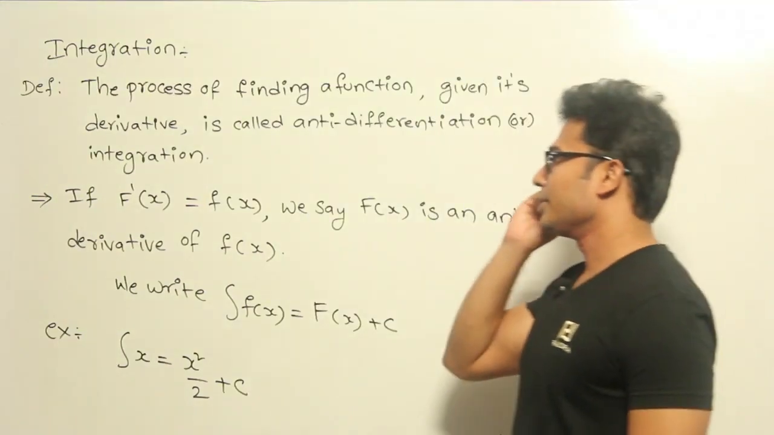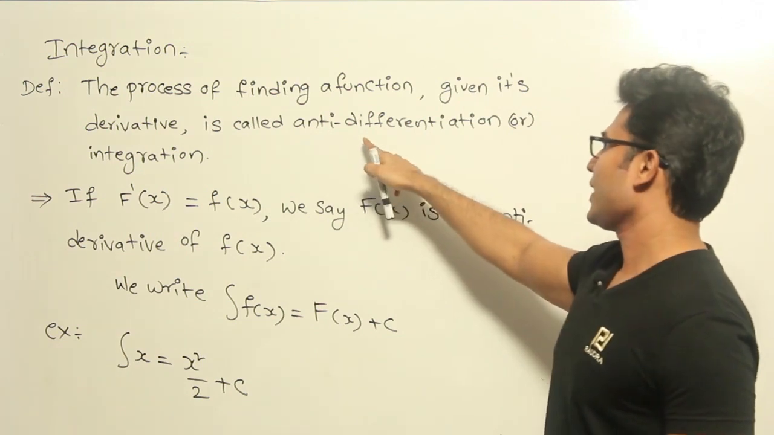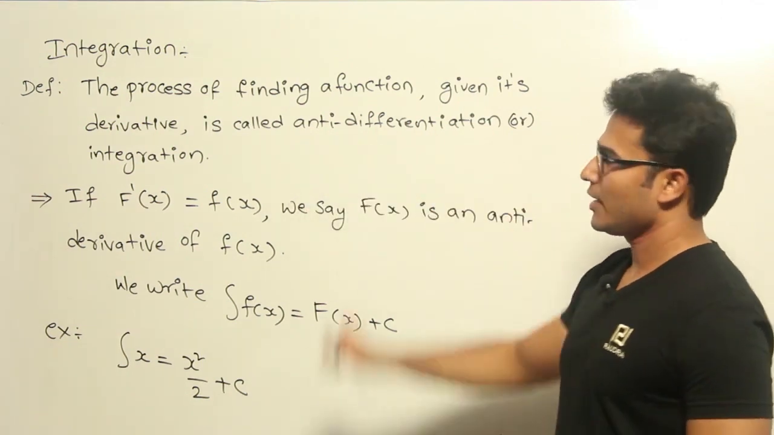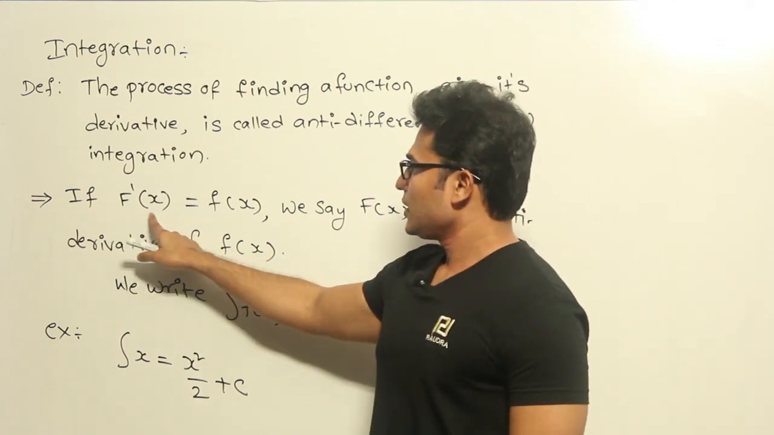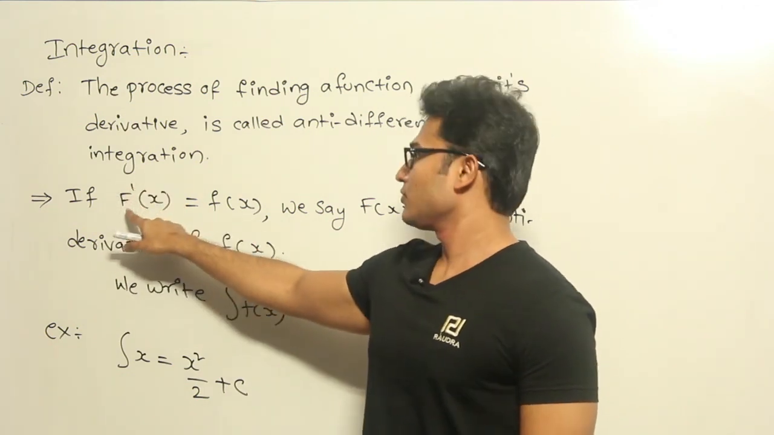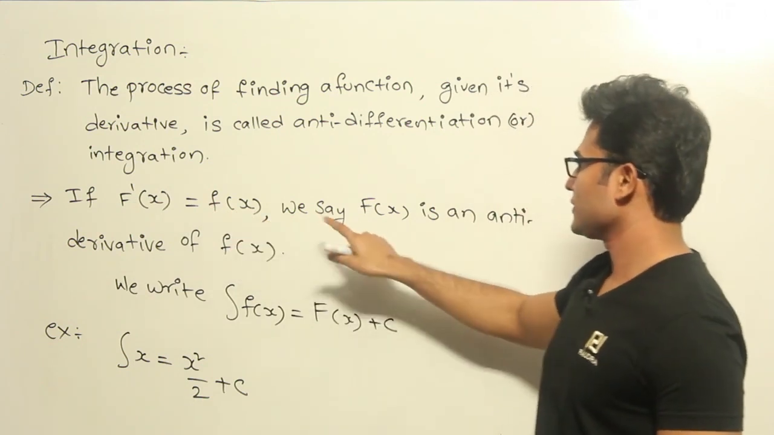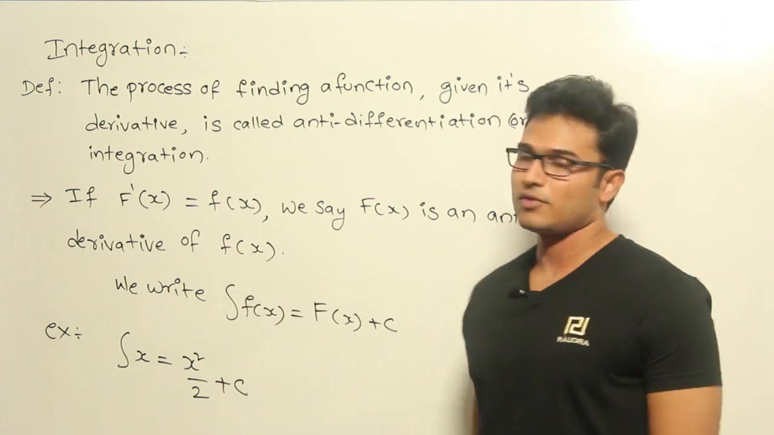Now let's see this integration. The process of finding a function given its derivative is called anti-differentiation or integration, which means integration is nothing but anti-differentiation. Let's see an example. If F dash of x, which means if we take capital F of x and derive it one time, is equal to small f of x, then we say that capital F of x is an anti-derivative of small f of x.